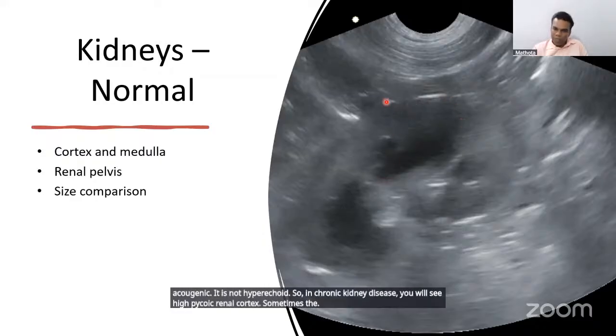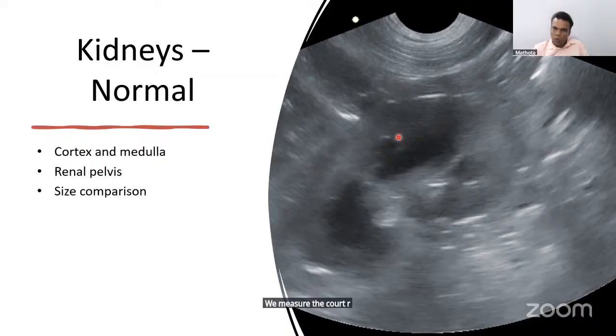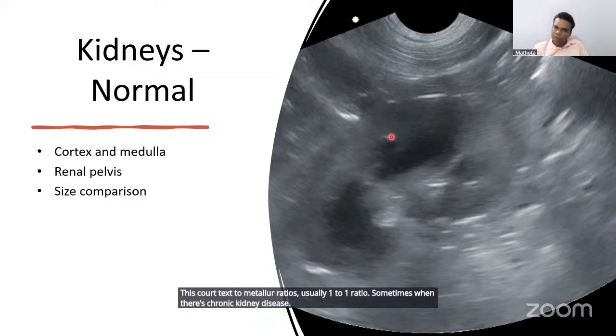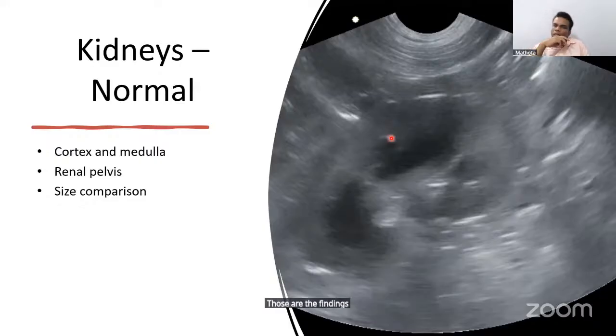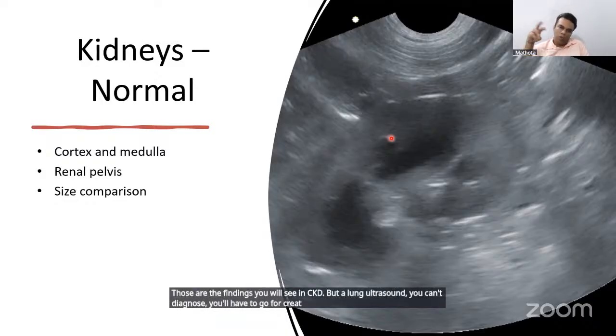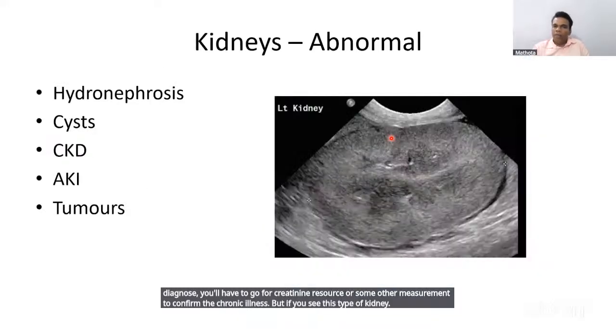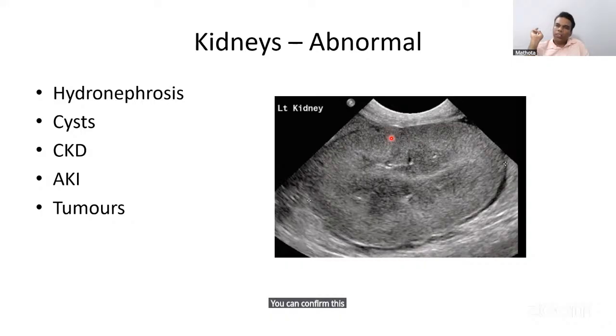Sometimes we measure the cortex to medulla ratio. This cortex to medulla ratio is usually 1:1. Sometimes when there's chronic kidney disease, this cortex reduces. You can see a reduced cortex to medulla ratio in chronic kidney disease. Those are the findings you will see in CKD. But with ultrasound alone, you can't diagnose. You'll have to go for creatinine analysis or SDMA analysis or some other measurement to confirm the chronic kidney disease. But if you see this type of kidney, you can suspect this as chronic kidney disease.